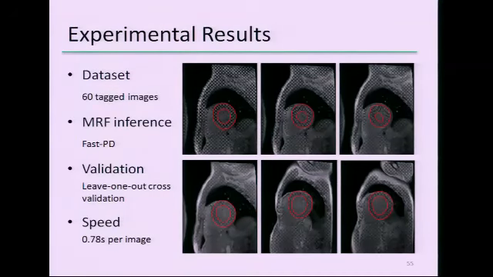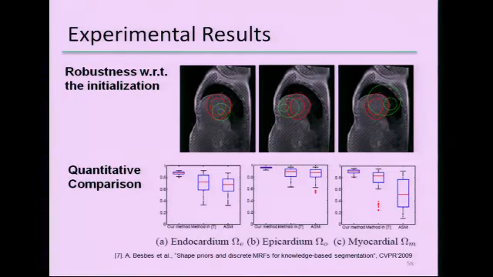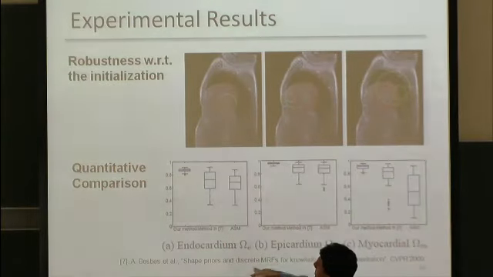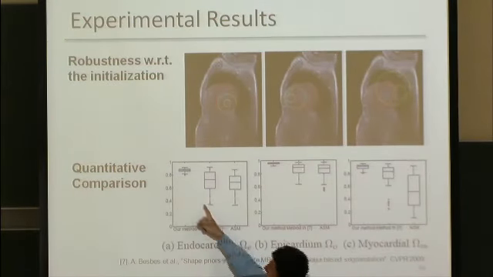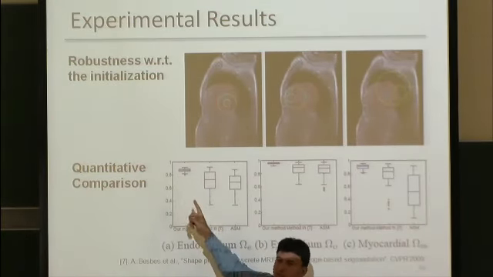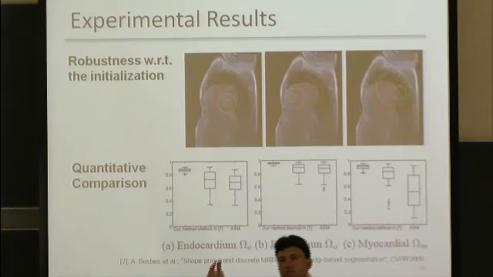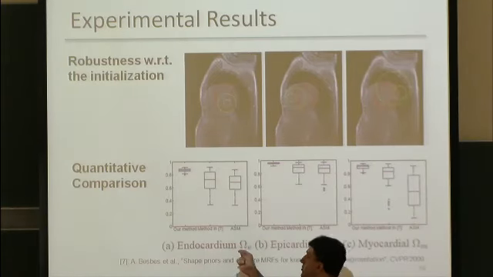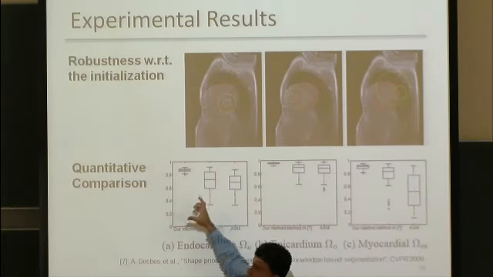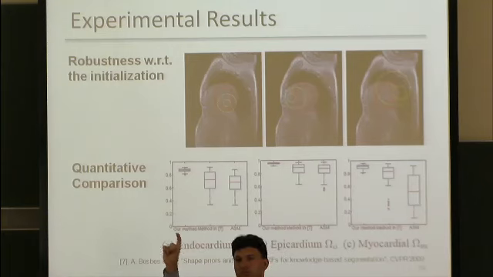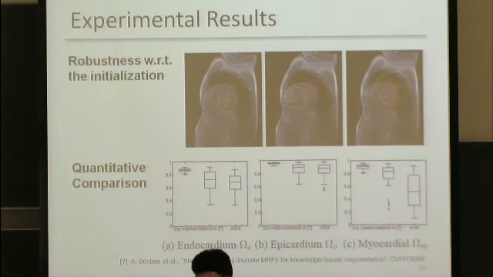It takes something like 0.8 seconds per image, and we compared with the most well-known competing methods: one is active shapes, and the other one is something we developed that is based on graphs. This is what we call the dice coefficient. That means the overlap between the actual solution and the obtained solution, and the size of the box corresponds to the variance.